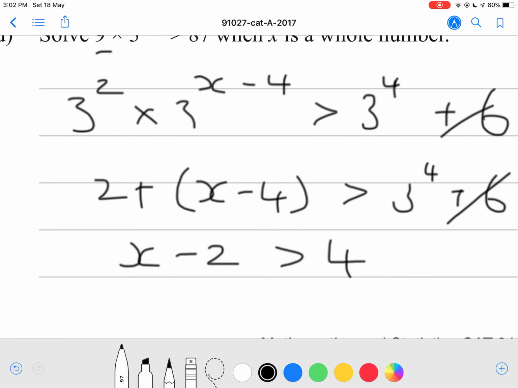Okay, so basically we just don't really mind the plus 6 because it doesn't really make a difference, because 3 to the power of 4 is 81 and 3 to the power of 5 is quite a bit bigger. 3 to the power of 5 is 243, okay? So 3 to the power of 4 doesn't work, but 3 to the power of 5 works, okay? So basically, the plus 6 doesn't really influence the question, so we can just ignore it, okay? So we're going to take the base 3 away, so we're going to say x minus 2 is greater than 4, and therefore x is greater than 6, okay?